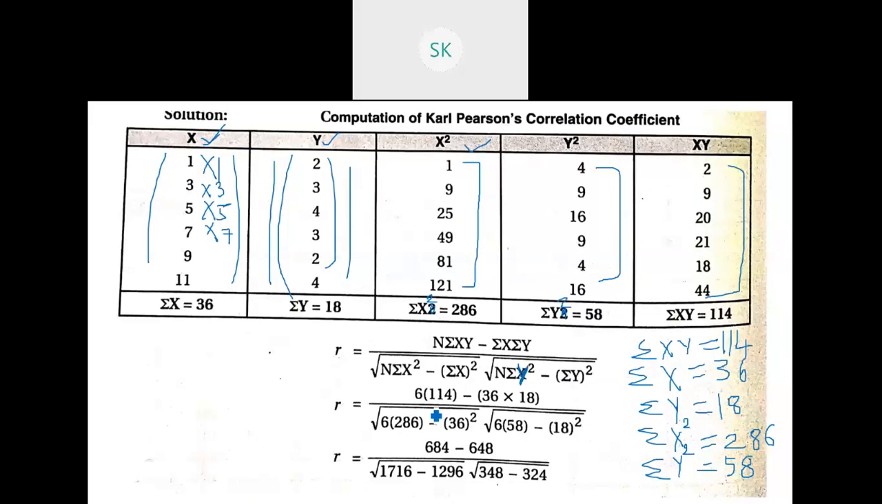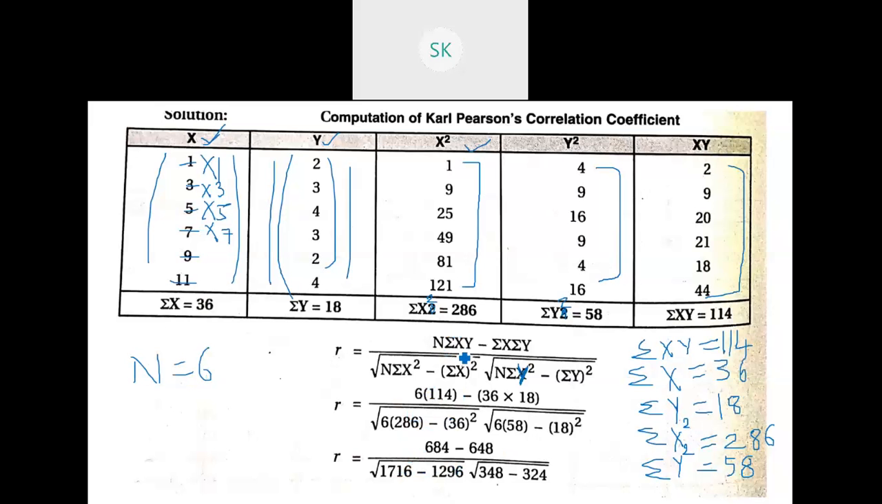Now let us understand. We have 6 data, 1, 2, 3, 4, 5, 6. So n is equal to 6. We use 6 everywhere here.